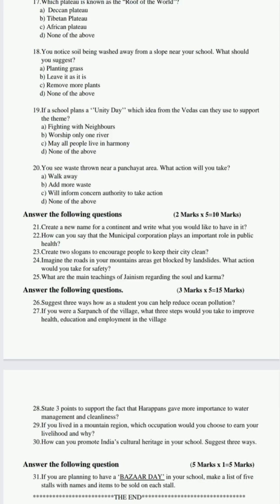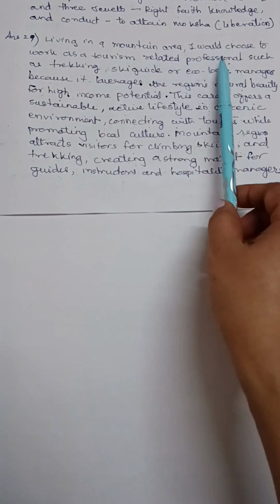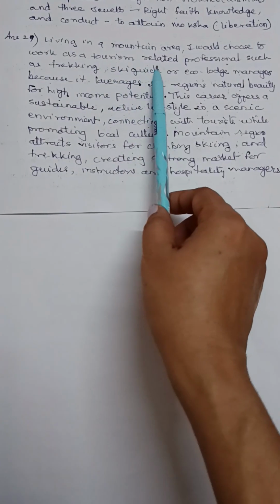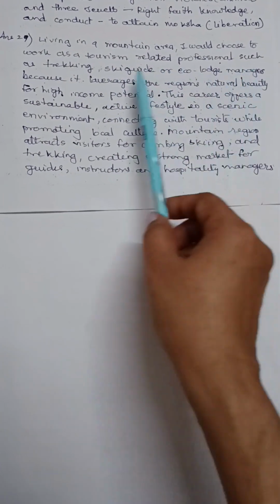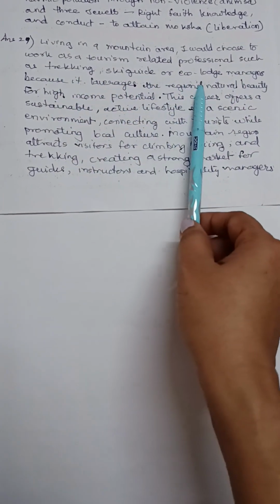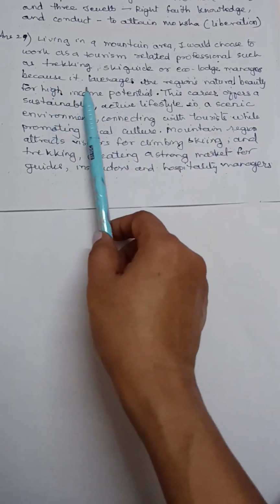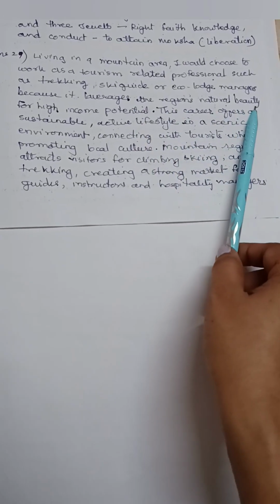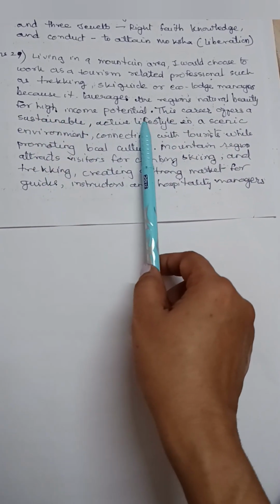Question number 29. If you lived in a mountain region, which occupation would you choose to earn your livelihood and why? Answer. Living in a mountain area, I would choose to work as a tourism related professional, such as a trekking or ski guide, or eco lodge manager, because it leverages the region's natural beauty for high income potential.